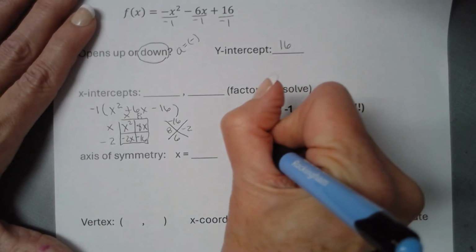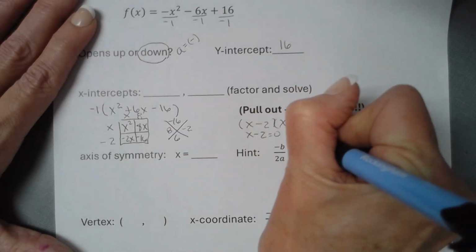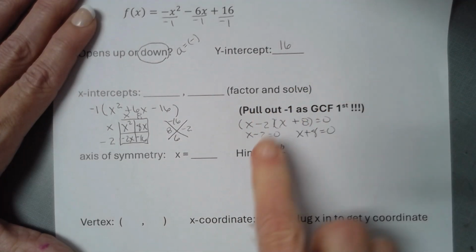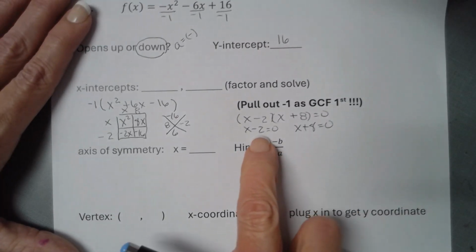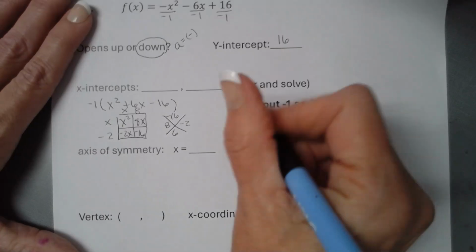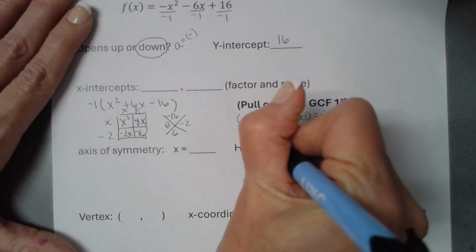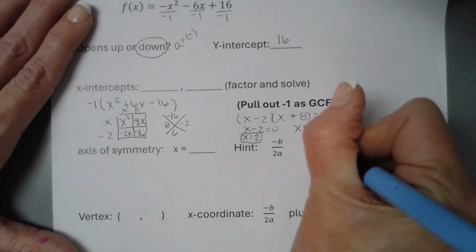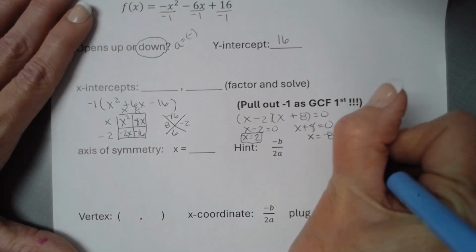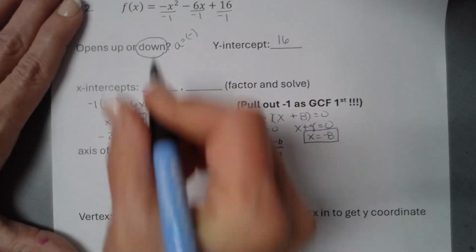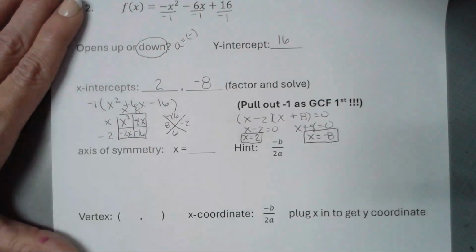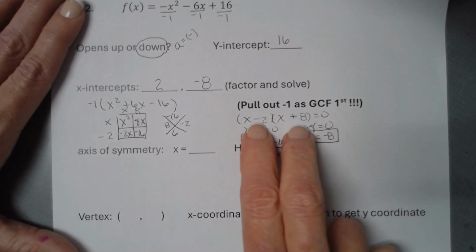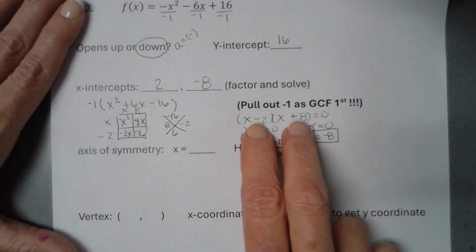We want to set each one equal to 0 and solve it. So how do I solve this one? Add 2, so one of my x-intercepts is going to be a positive 2. How do I solve this one? Subtract 8, so that's going to leave me with a negative 8. So my x-intercepts are 2 and negative 8. Remember, you don't want to stop here and pull your numbers out. It's actually the opposite of those signs.